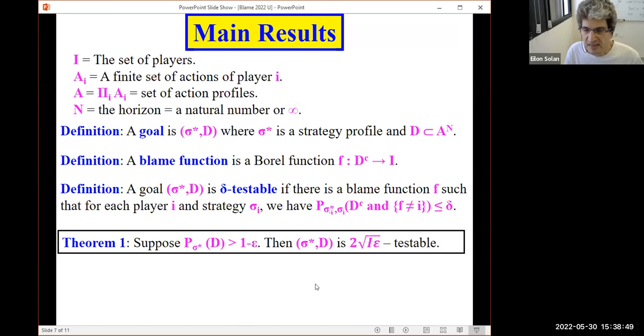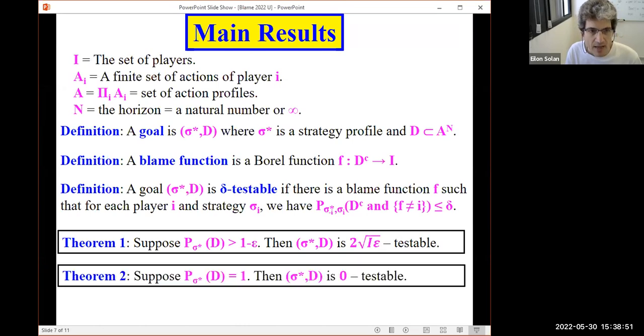Okay, so this is one result. And another, what happens if epsilon is 0? So if the probability of the goal is 1 when everyone is honest, then we can identify the deviator without making a mistake. So the goal is 0 testable. So those are the two results that we have. So essentially, all goals that can be attained with high probability are testable. So that's the bottom line. We can test everything.